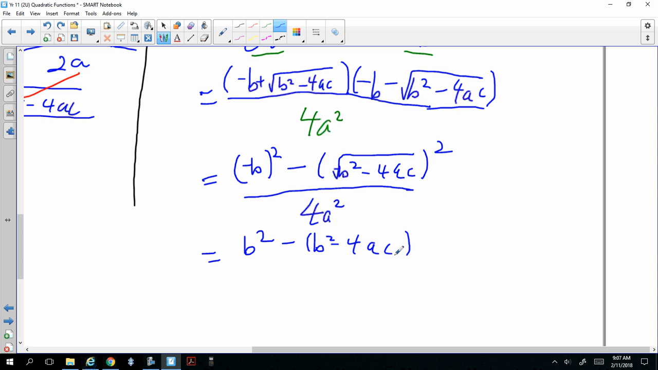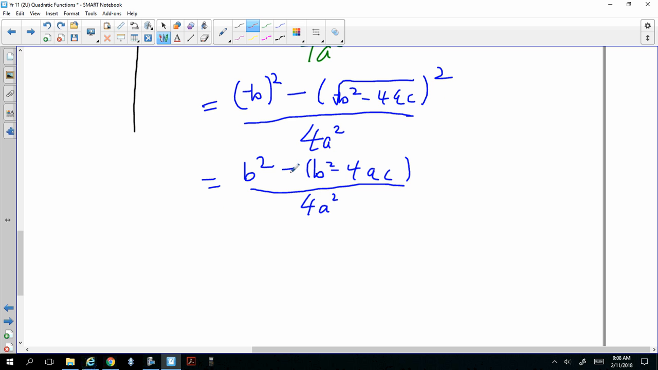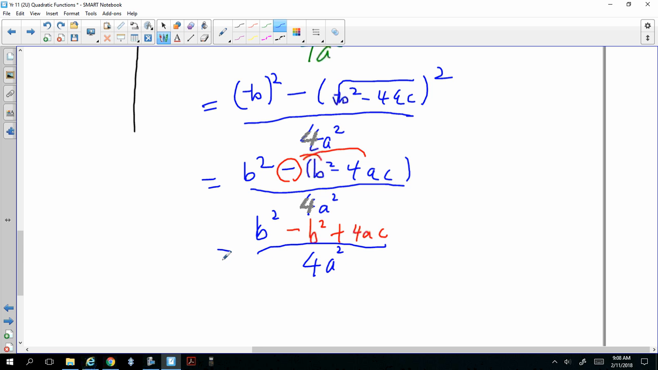over 4a squared, right? And then you've got to be careful that this minus there, we have to expand it, which you end up getting negative b squared plus 4ac, right? Over 4a squared, like that. And then you notice that the b squared get cancelled, and you end up with 4ac, and that will cancel with the 4a squared at the bottom, and you will see that the 4 gets cancelled, the a gets cancelled, you end up with c over a.